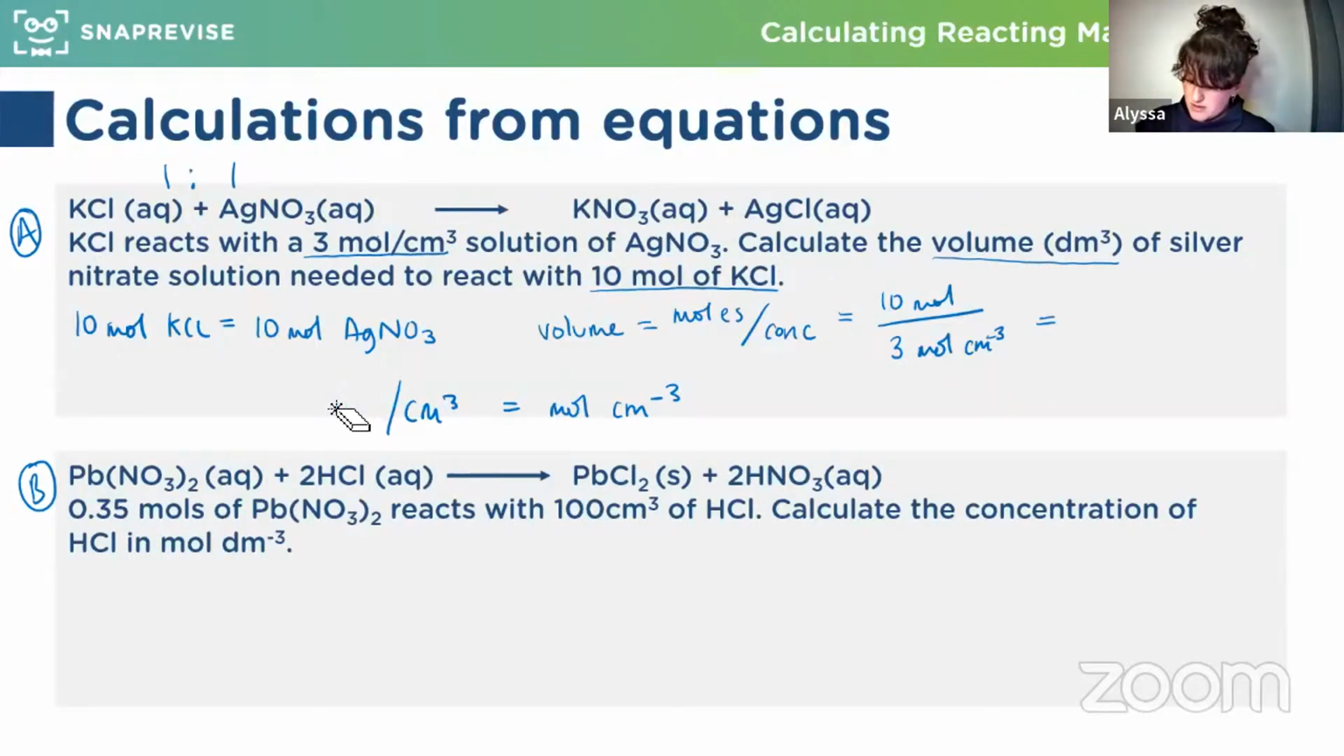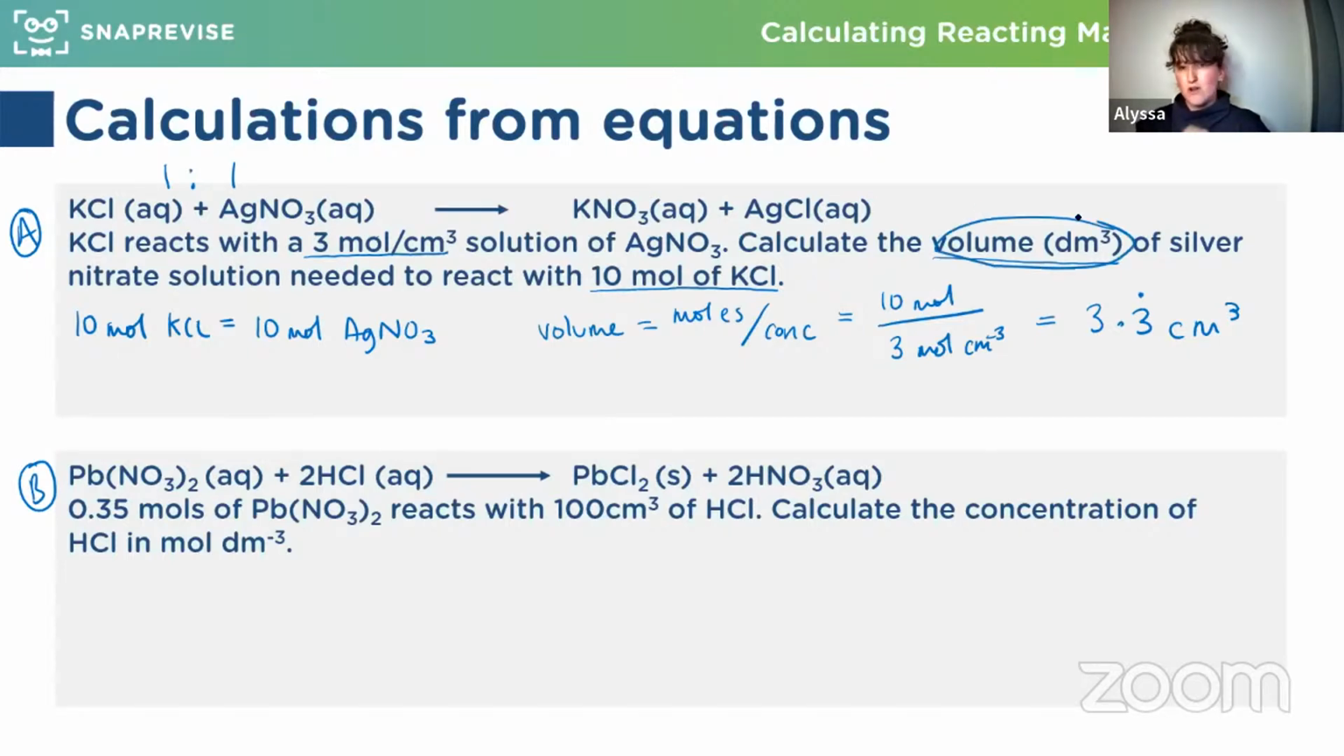Lovely. Okay, so I'm just going to rub out that at the bottom because I need the space. Well done those of you that have had a go already. That's brilliant. So we've got 10 moles divided by 3 moles per centimetre cubed gives us 3.3 recurring. That's not a very nice number, is it? Centimetres cubed for volume, but the volume is in decimetres cubed. So how do we go the other way? How do we get our volume of silver nitrate in decimetres cubed?